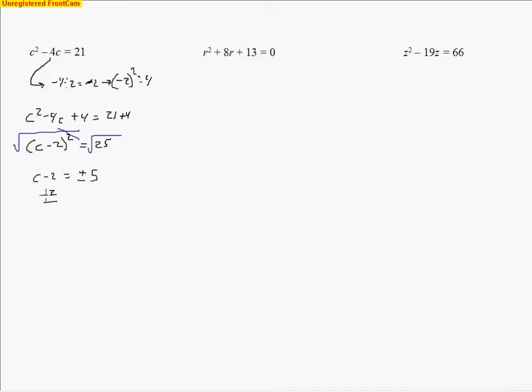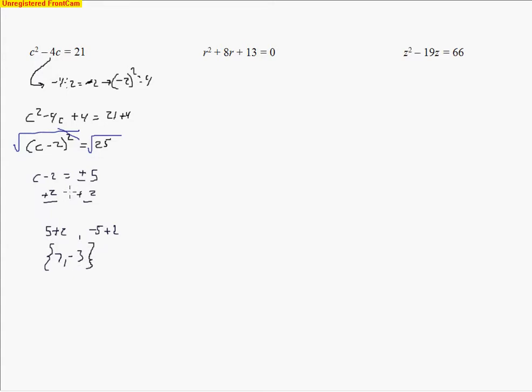Then we add the 2 to both sides, and we have two problems to set up. We have 5 plus 2, and we have negative 5 plus 2. So we'll collect both terms there. We have 7 and negative 3. Those are the two roots.